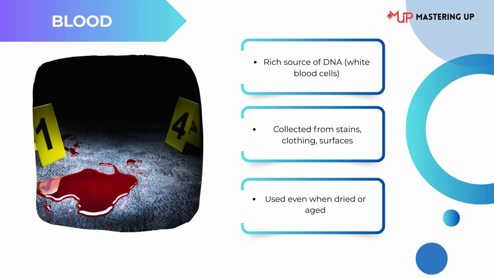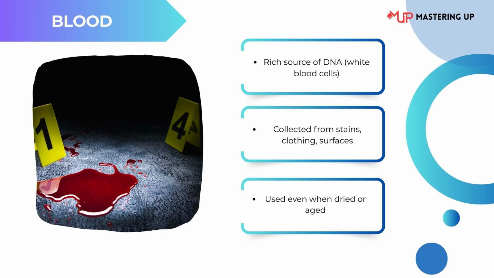What makes blood especially useful is that it can be collected from a variety of surfaces like floors, walls, weapons, or even clothing. It may appear as fresh stains, smears, or dried spots, but even aged or dried blood can still yield usable DNA if preserved correctly.